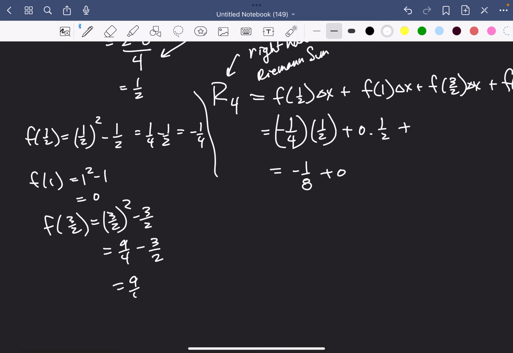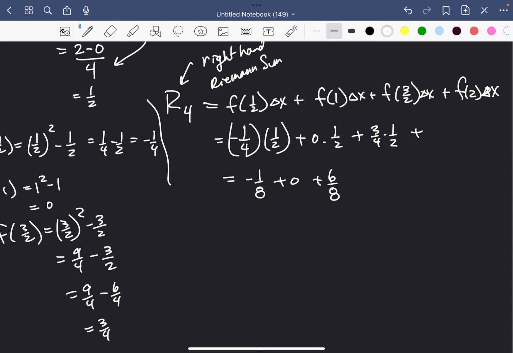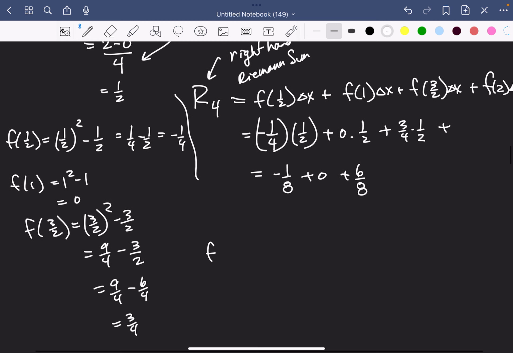That's the same as 9/4 minus 6/4, so we get 3/4. So this is 3/4 times 1/2, which is 6/8, right? Plus the last one, when you plug in 2, you get f of 2, that's 2 squared minus 2, or 2, so this is 2 times 1/2, which is 1.